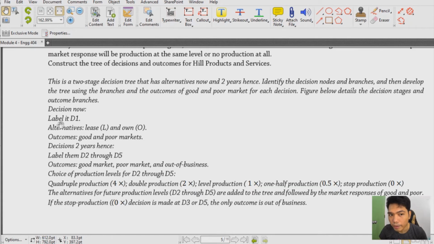So, yun agad. Label. So, D1 decision. And then, under nun, alternatives. And then, after no alternatives mo, outcome naman. Good and poor. And then, decision ulit. So, outcome. And then, choice of production. And then, kung ano ba yung mga choice of production na yun. So, itong choice of production na yun, ito na yung pinakaparang dulo or root na to ng ating decision tree. So, we started the tree with this decision.